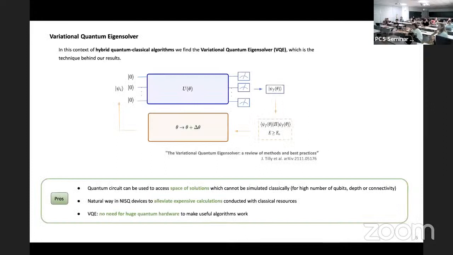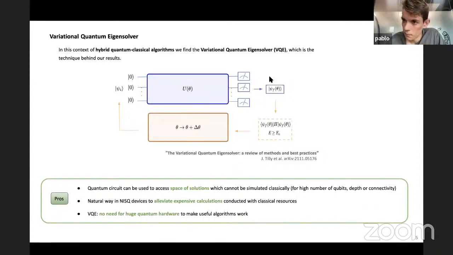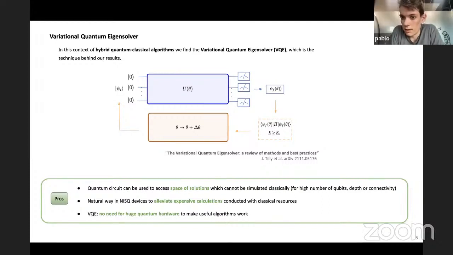I wonder what the assumption is on the knowledge you already have before you start doing this. So I assume you know the Hamiltonian, right? Yeah, the Hamiltonian is known. And do you already know the ground state energy? The ground state energy is unknown. You are trying to look for the ground state energy.